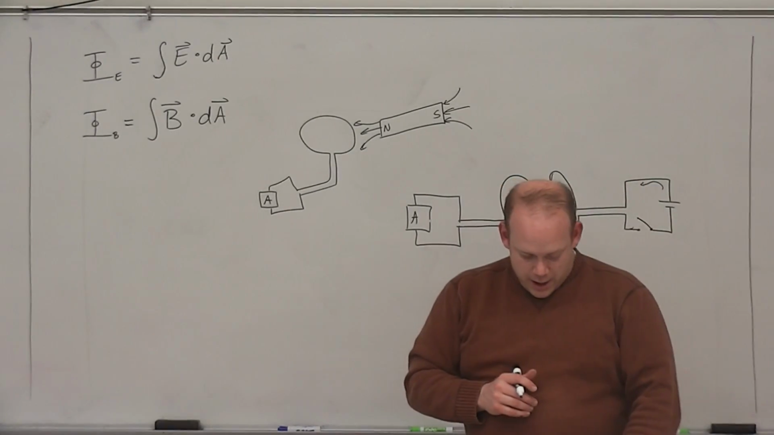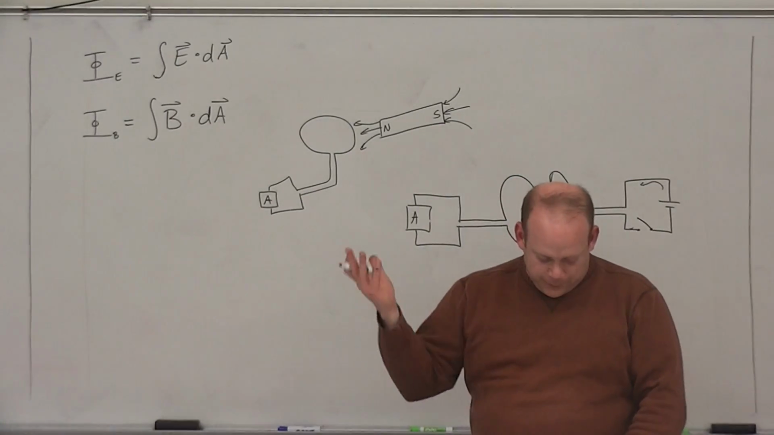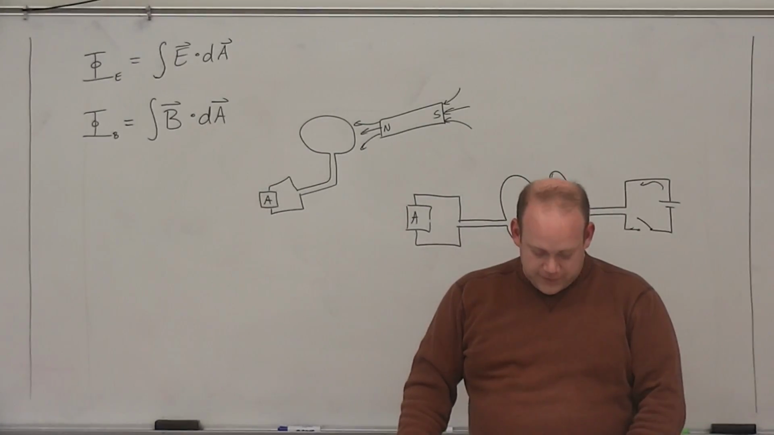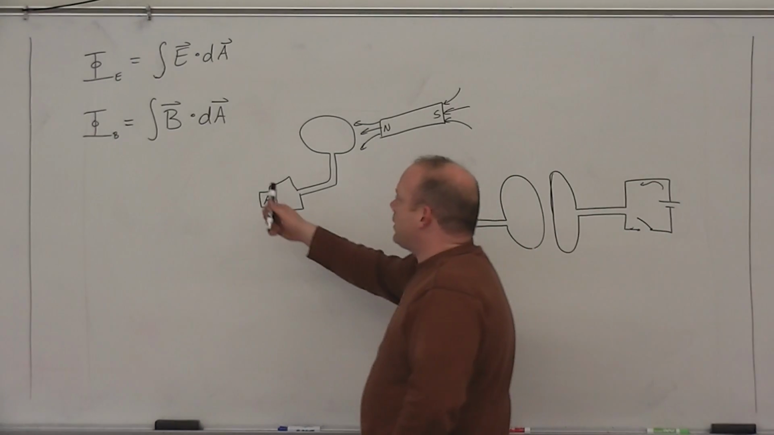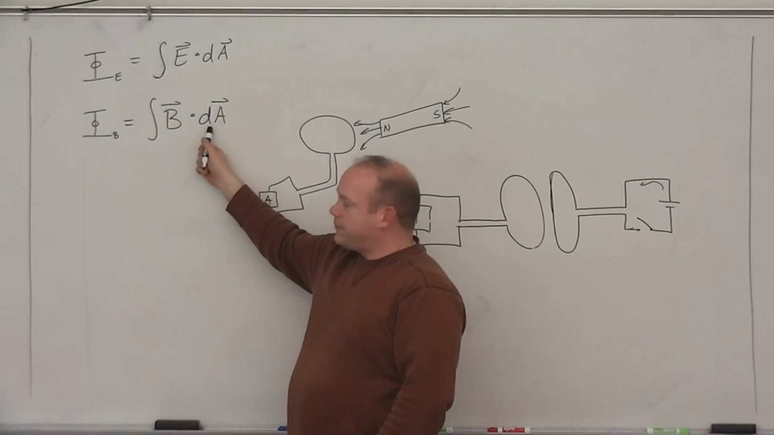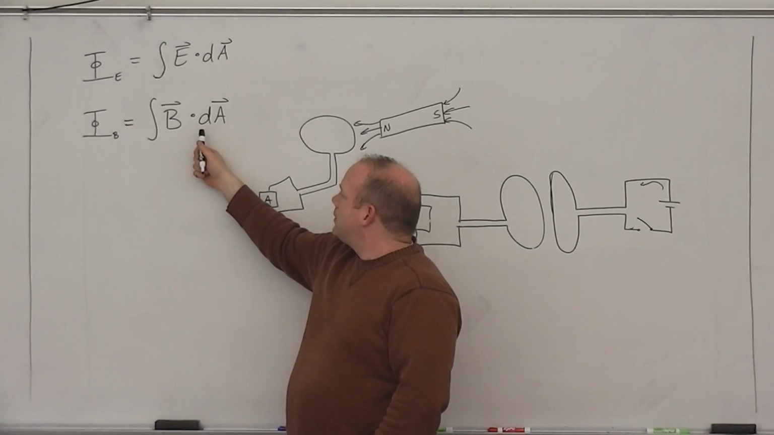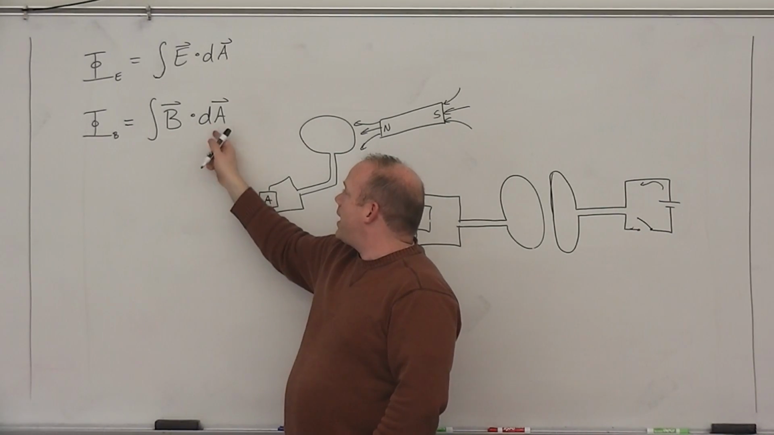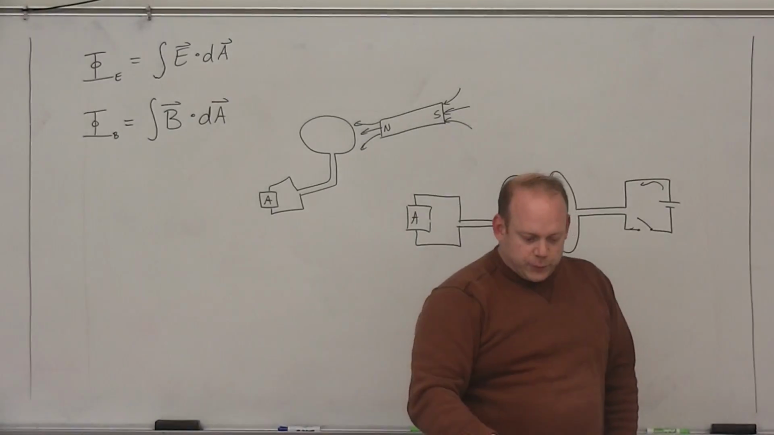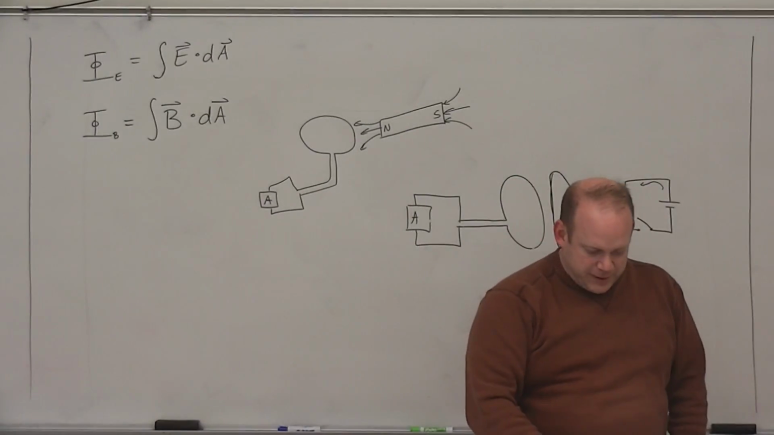If I'm able to keep it simple, I can make that B times A. If the magnetic field is constant, points in the same direction at all times, and stays at 0 degrees from the area vector, this would give me B times A. And that's where we're going to try to keep it for the most part, B times A.